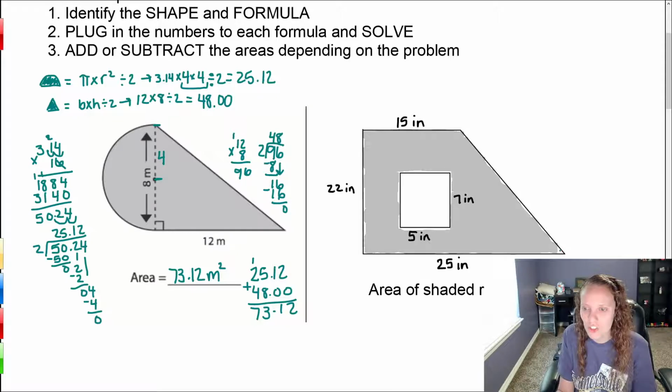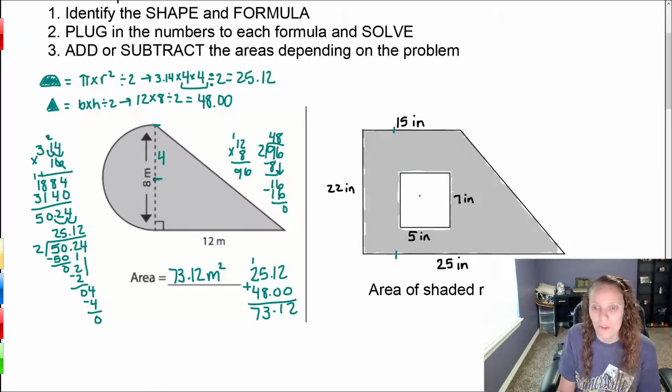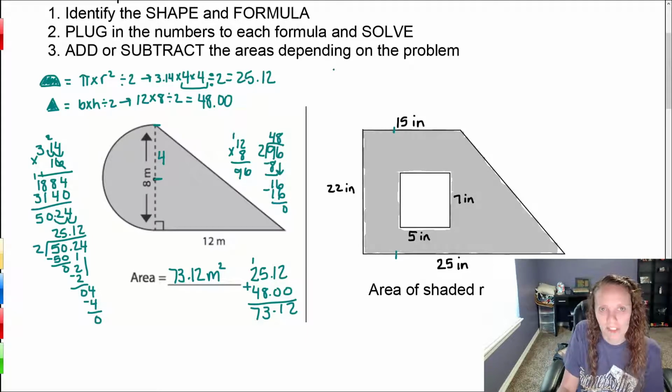Well, I see a larger shape, and that looks like a trapezoid because these two sides here and here are parallel to each other, and these other two sides are not. The inside shape looks to be like a rectangle. So now that we know the two shapes, let's identify the formulas that are going to go with it. So we have a trapezoid, and we have a rectangle.